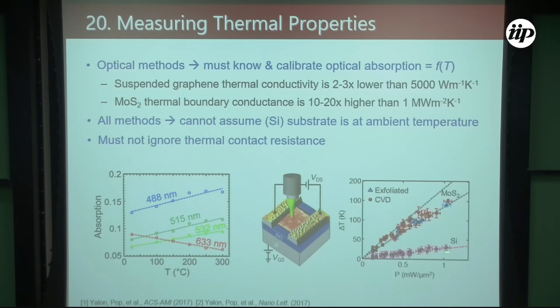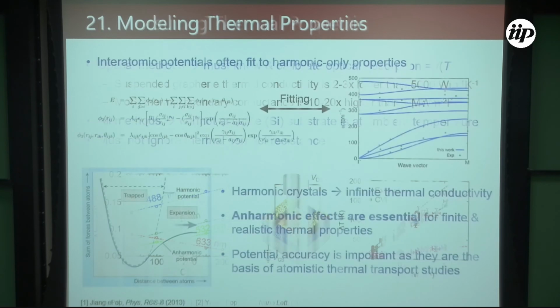But there's a correction. The correction's probably 20%, maybe more, maybe even 20 to 30%. It's actually a pretty large correction. But it's not as large as 10 to 20x. That's crazy. That's just optical absorption garbage.